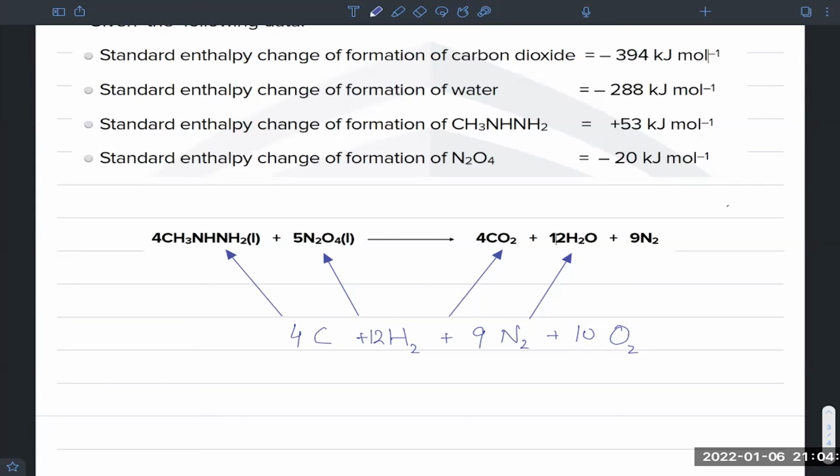And now let me put the values there. So the left one is plus 53. This one is minus 20. This one is minus 394. This one is minus 288. And this is X. This is what I need to figure out. So I pick my starting point and ending point. Let me pick this as my starting point and this is my ending point. So this is my direct path and this is my indirect path.